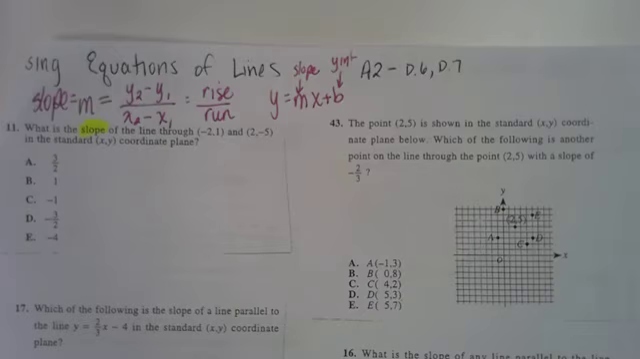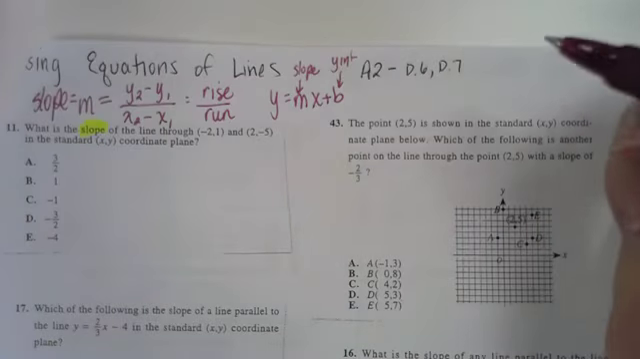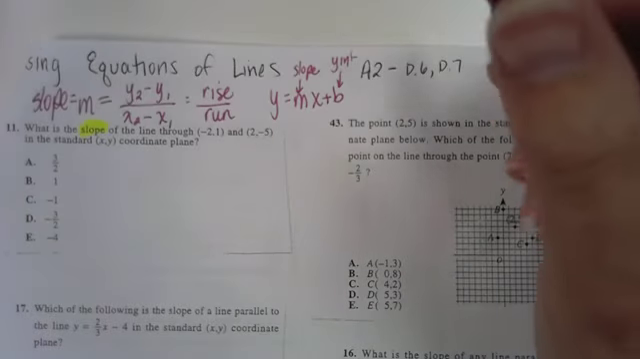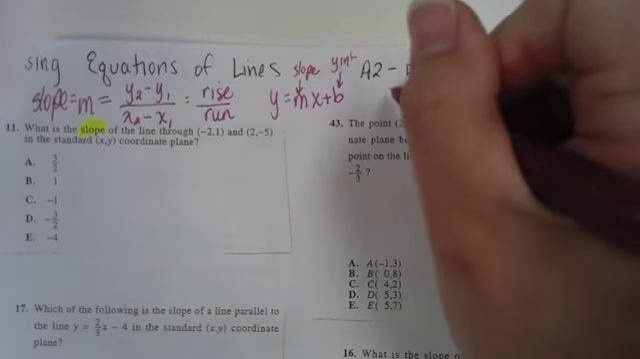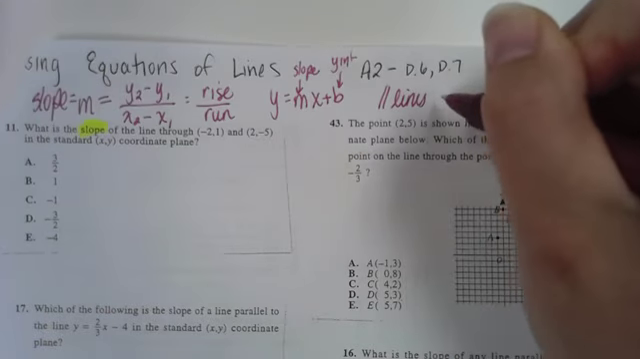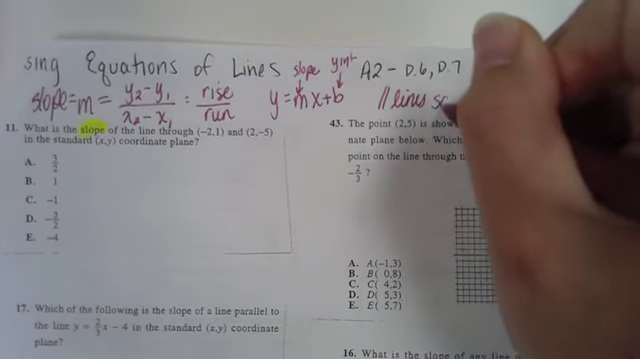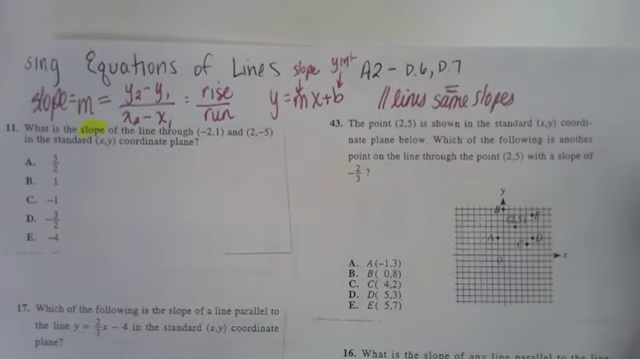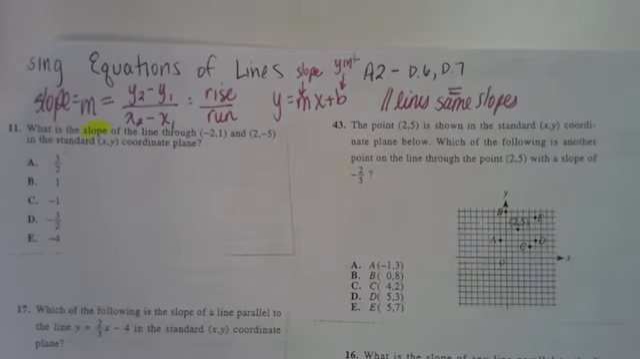And tell me about parallel lines. Parallel lines have what kinds of slopes? Parallel lines have equal slopes, or the same slopes. Equal slopes. Very good. Okay, that's all I wanted to talk about there. And then number 55.